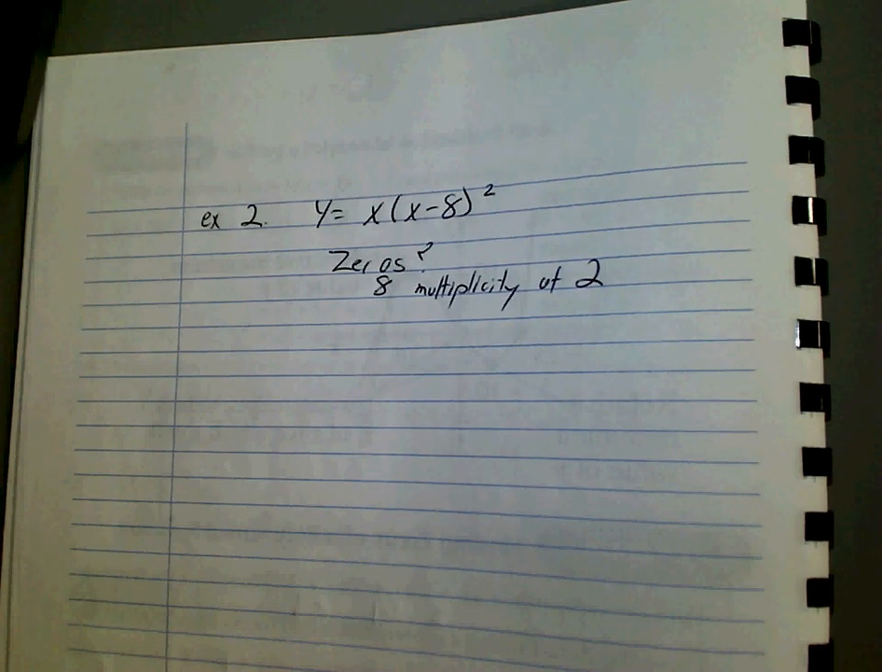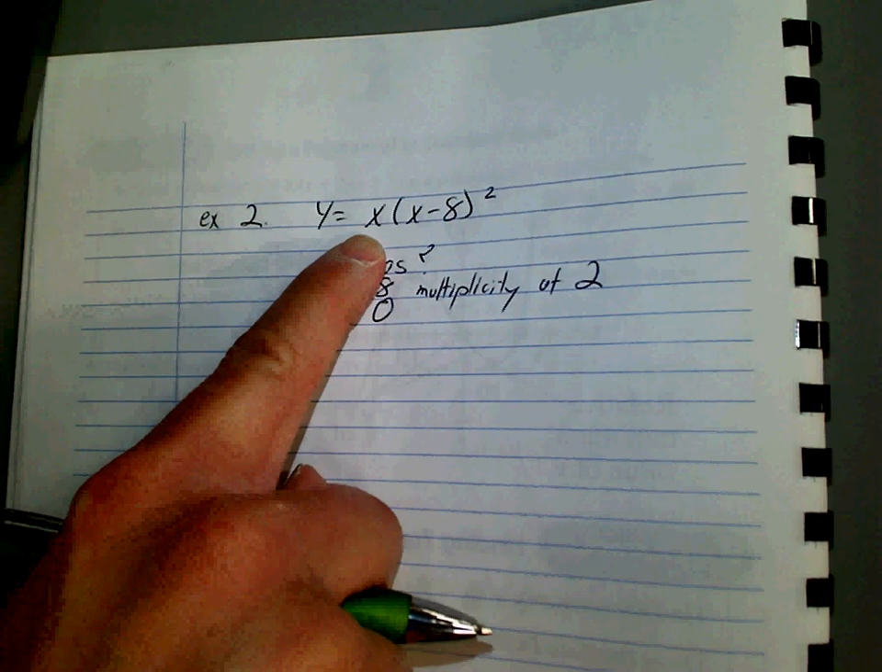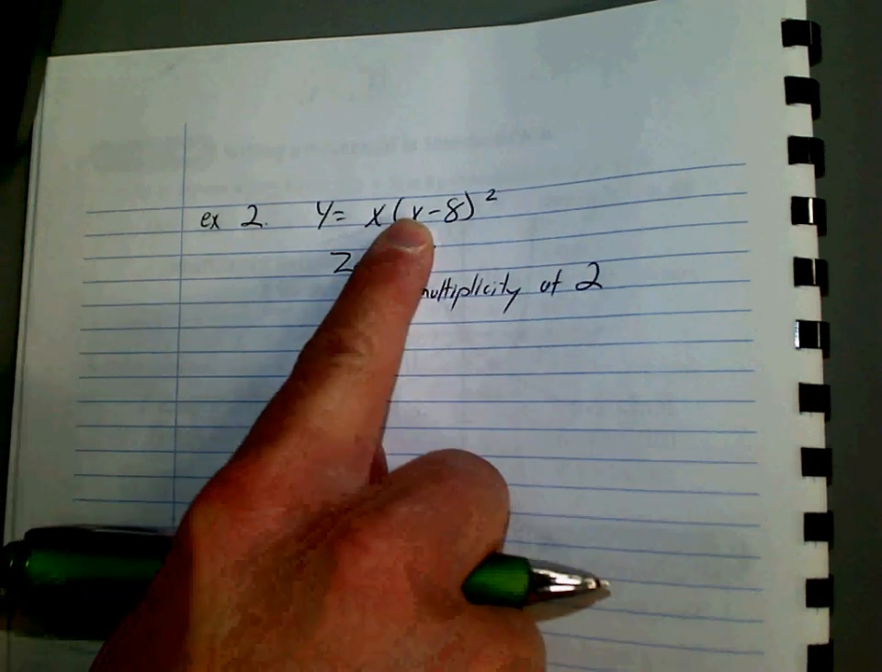What's the other zero? Zero. X is equal to 0. There. Like we said, if there's a GCF out there, it's always just 0.